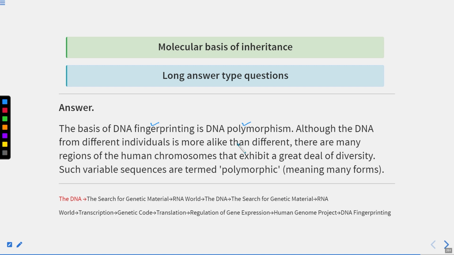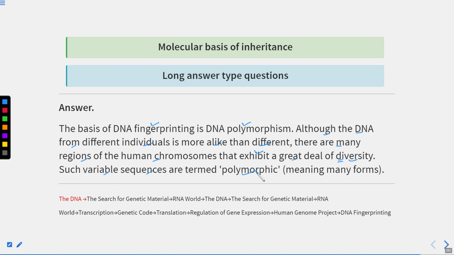What is DNA polymorphism? DNA polymorphism means presence of two or more variants of a specific DNA sequence. This is known as DNA polymorphism. Now, although the DNA from different individuals is more alike than different, there are many regions of the human chromosome that exhibit a great deal of diversity. So what does this mean? This means that although 99.9% of the human genome is similar, there are some regions that exhibit a great deal of diversity.